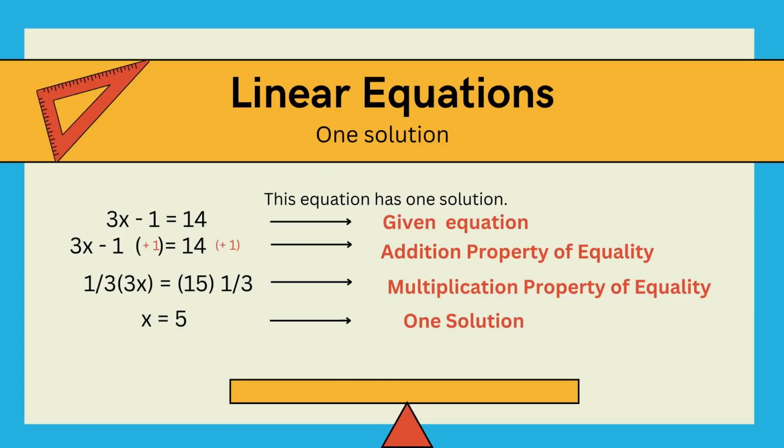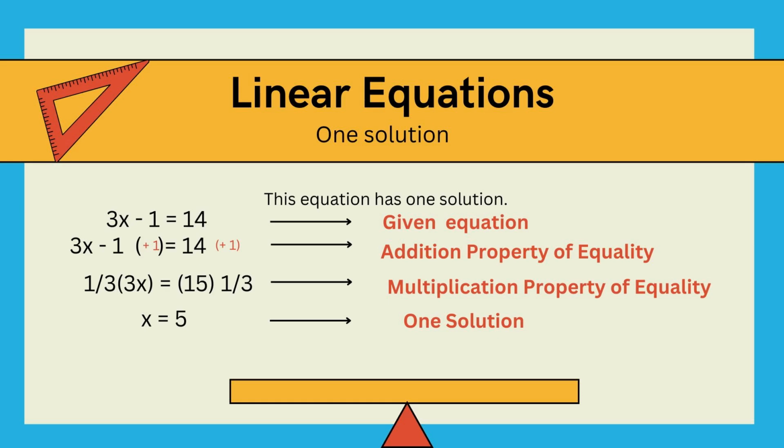To solve, we have the given equation 3x minus 1 equals 14. For the next step, we apply addition property of equality. 3x minus 1 plus 1 equals 14 plus 1. As you can see, we have added 1 to both sides of the equation. Next, we have 3x equals 15.